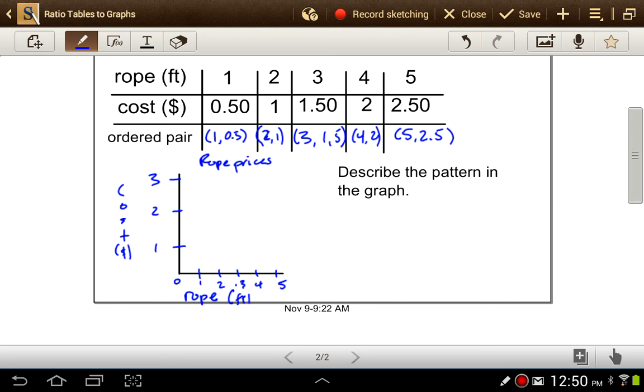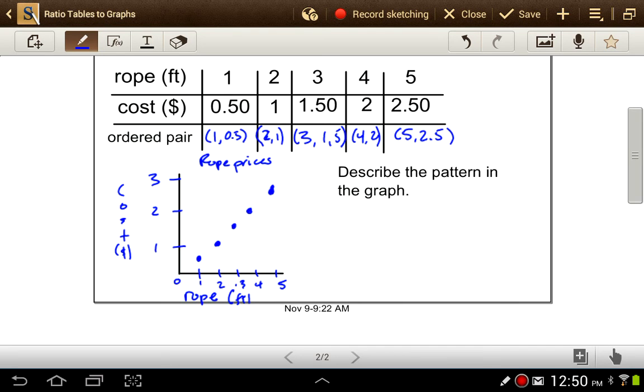So I'm going to graph. 1 foot of rope is 50 cents. Well, 50 cents is half of 1, so 1 foot is right there. 2 is 1. 3 is 1.5. 4 is 2. 5 is 2.5. Again, it must be a straight line.